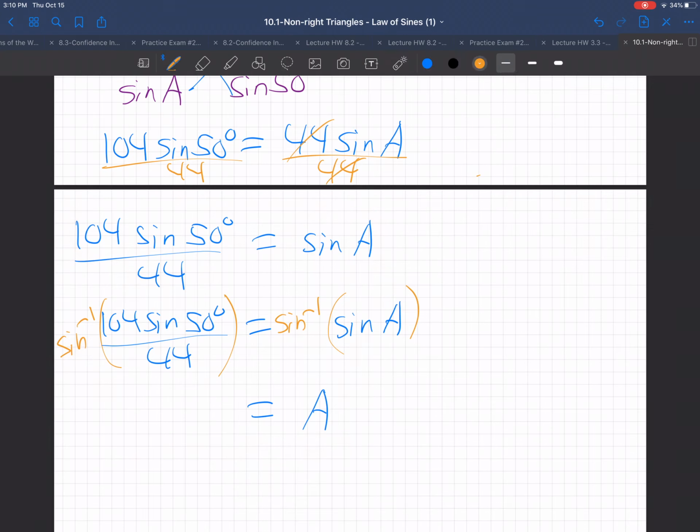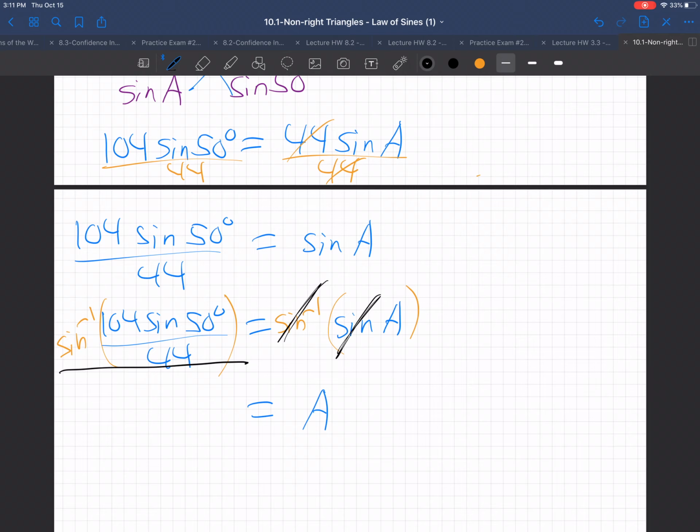You do the inverse. That's why we have inverse functions, because they cancel out regular functions. So what will happen here is sine inverse cancels sine, and A is alone. That's how you do it, not by dividing, but by doing the inverse trig function. And on this other side, this is all just calculator. Make sure you're in degree mode, because that 50 degrees is in there.